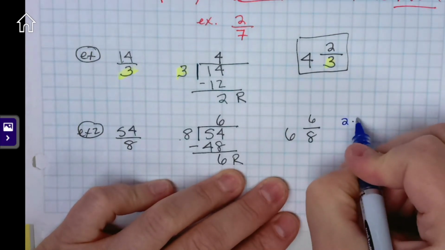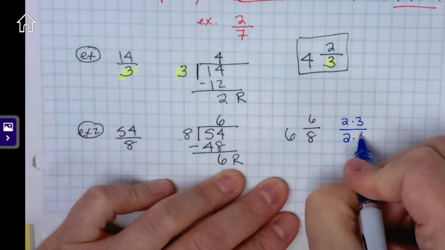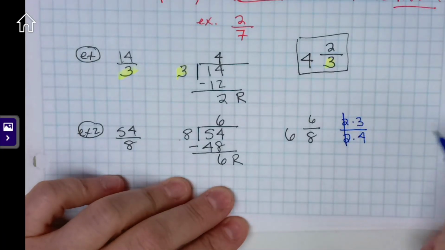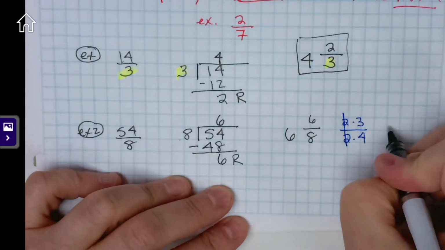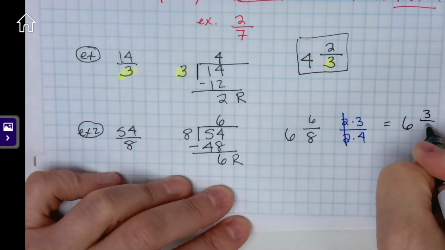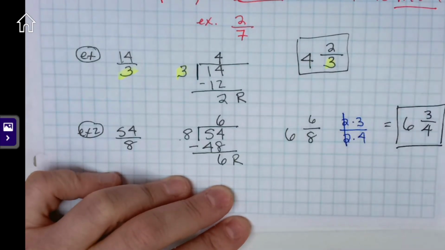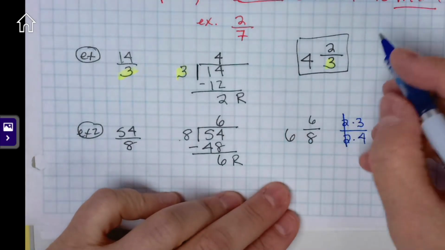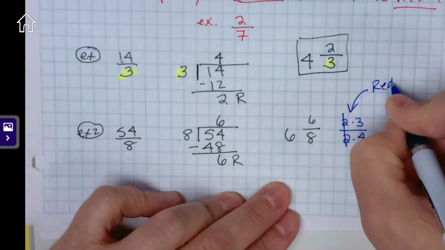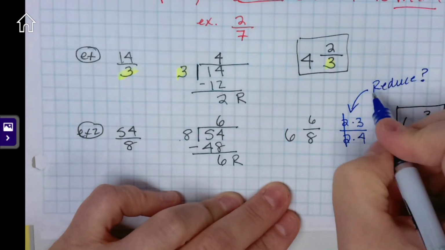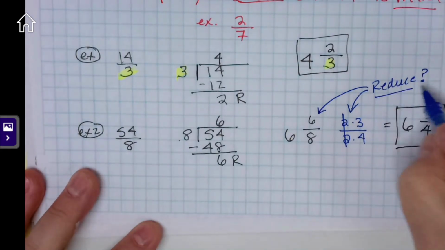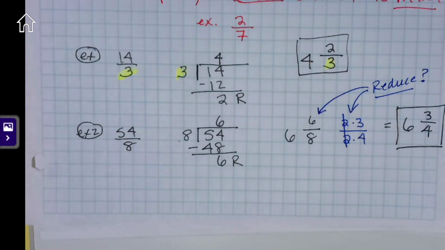6 is 2 times 3. 8 is 2 times 4. If I take out a 2, then 3 and 4 have nothing in common. So this is going to be 6 and 3/4 for our answer. So you do have to ask yourself, especially when dealing with larger numbers, does that little fraction reduce? And if you're not sure, prime factor it and see if it reduces. If it doesn't, you're set to go.